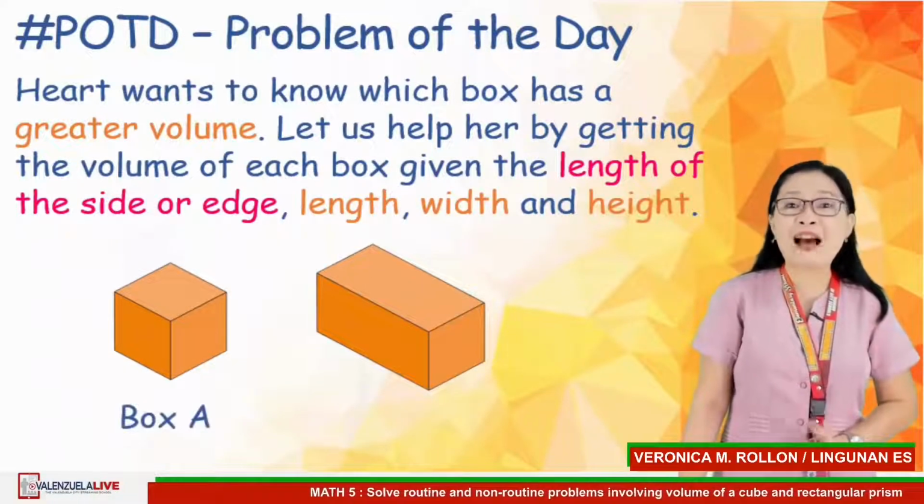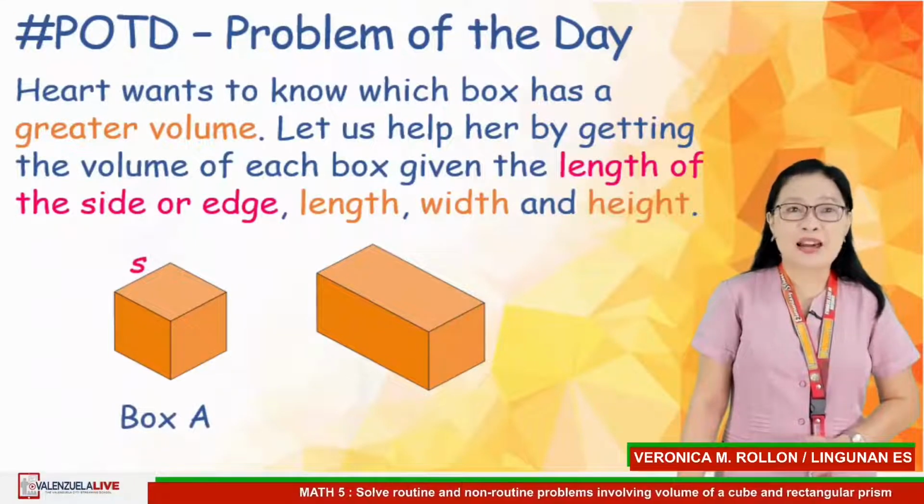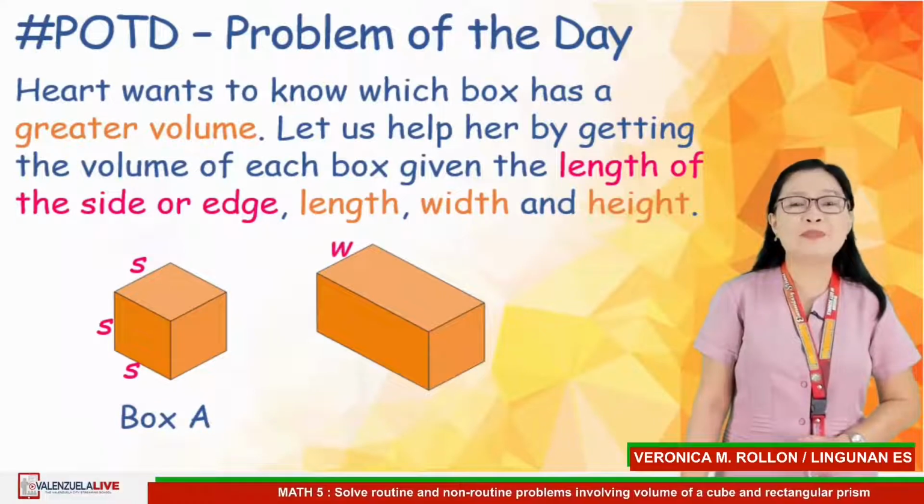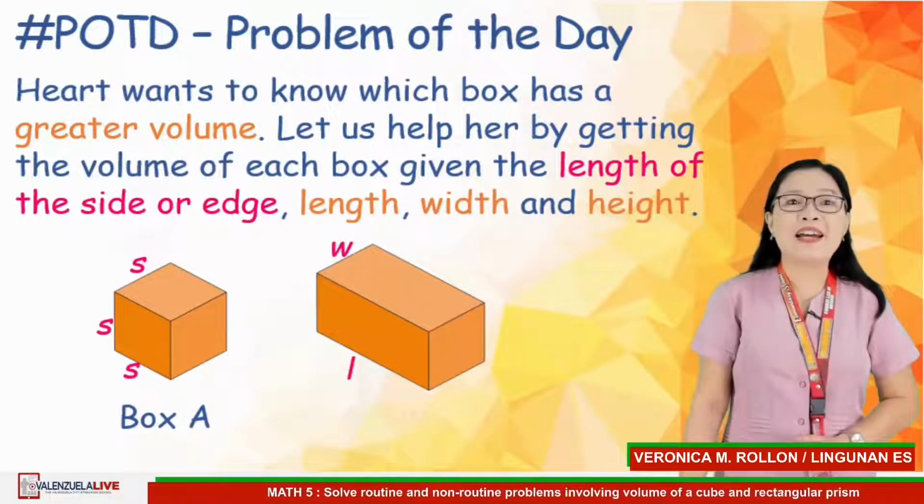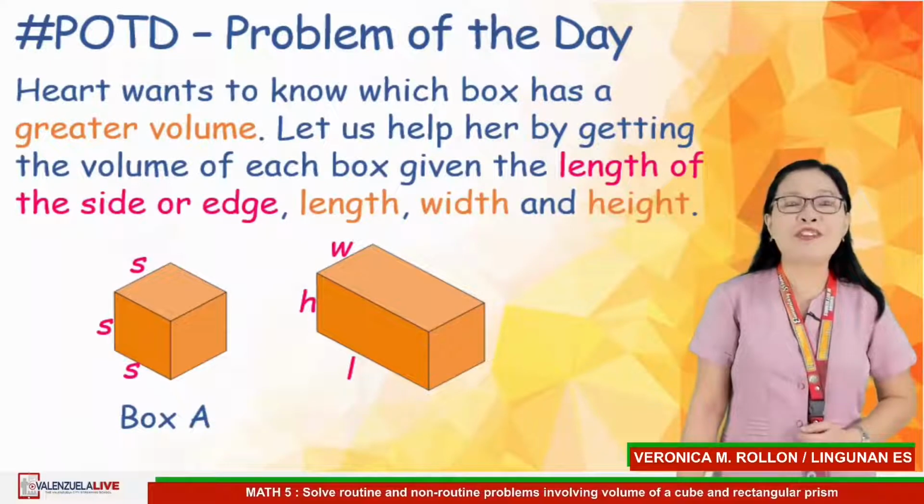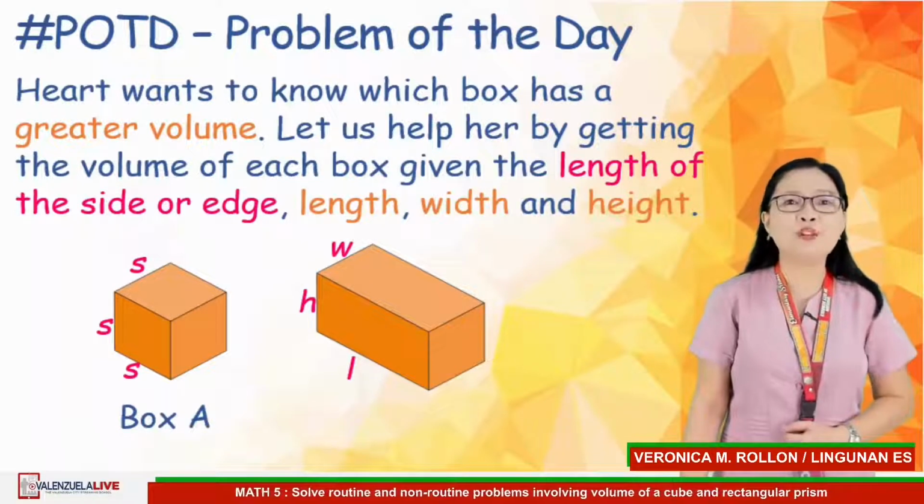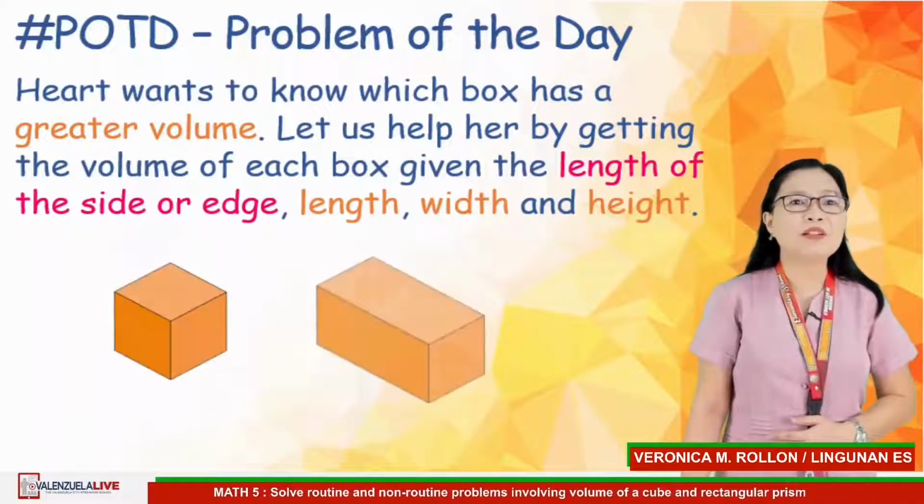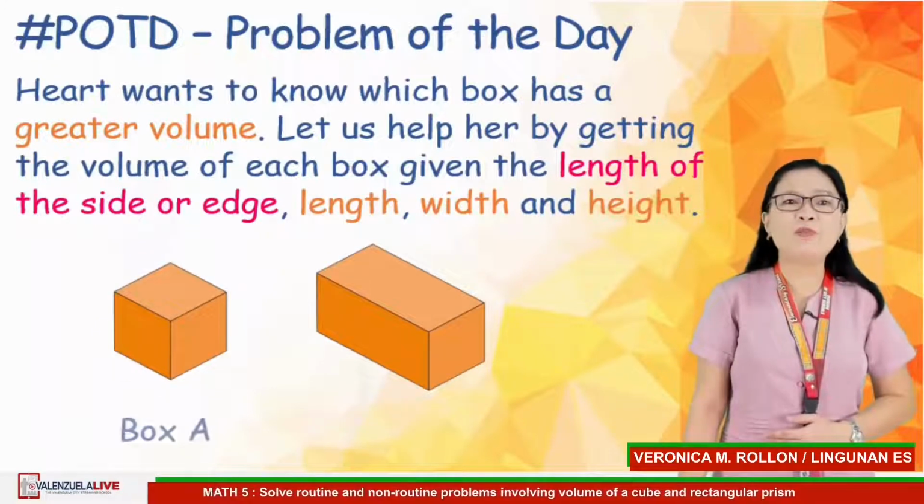So, this is box A, which has a side, and this is box B, which has width, length, and height. Now, we are going to find out the volume of each box. Let's compute the volume of each box.